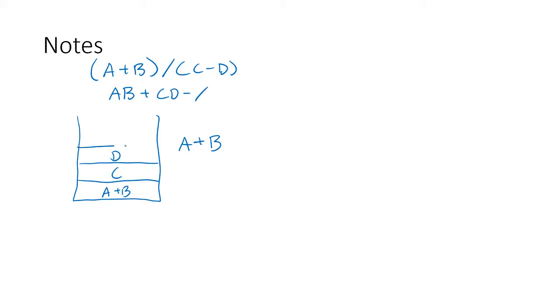C, D, minus, pop off the top, pop off the next one, which is the D, second operand, pop off the next one, C, and then we have division, so we pop off the division, pop off C minus D, pop off A plus B, and we have converted postfix back into prefix.